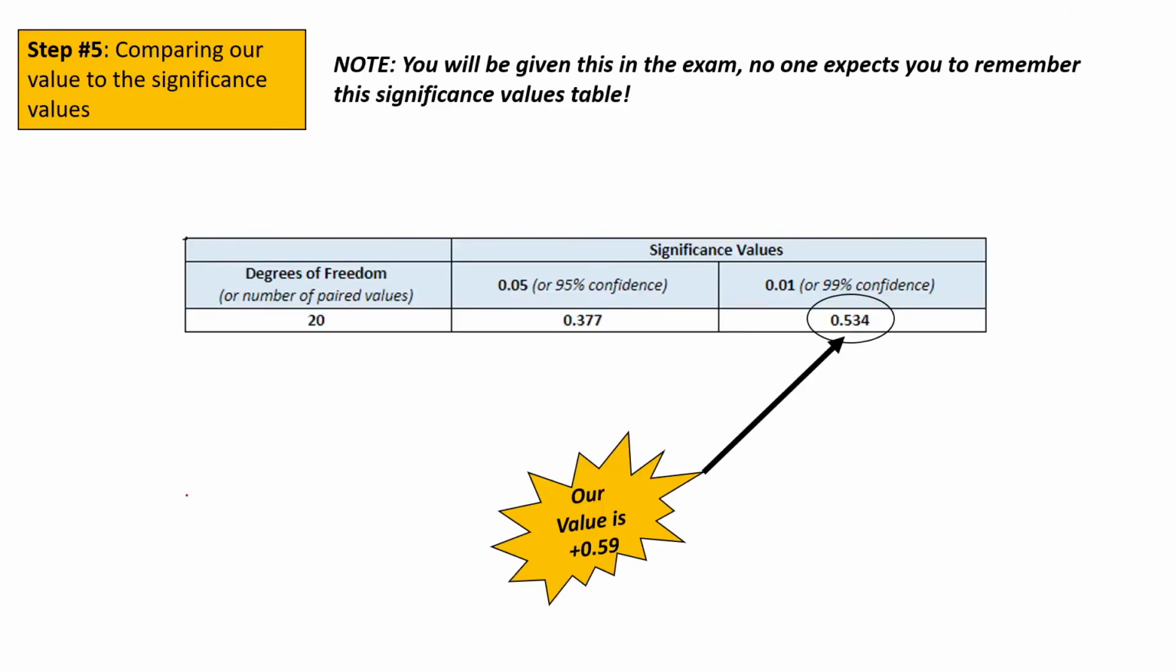So step 5, we're comparing our value to the significance values. So you'll normally get a table that looks a little bit like this, that talks about the degrees of freedom and the significant values. So no one expects you to remember this table. This should be given to you. All you have to do is just pinpoint where our value sits in relation to this. So because ours is 0.59, even if it was a minus, the same thing would apply here, but 0.59 sits closest to that 99% confidence. So it's beyond that 0.534 figure. So we've got a 99% confidence, and this is important again for that final stage.